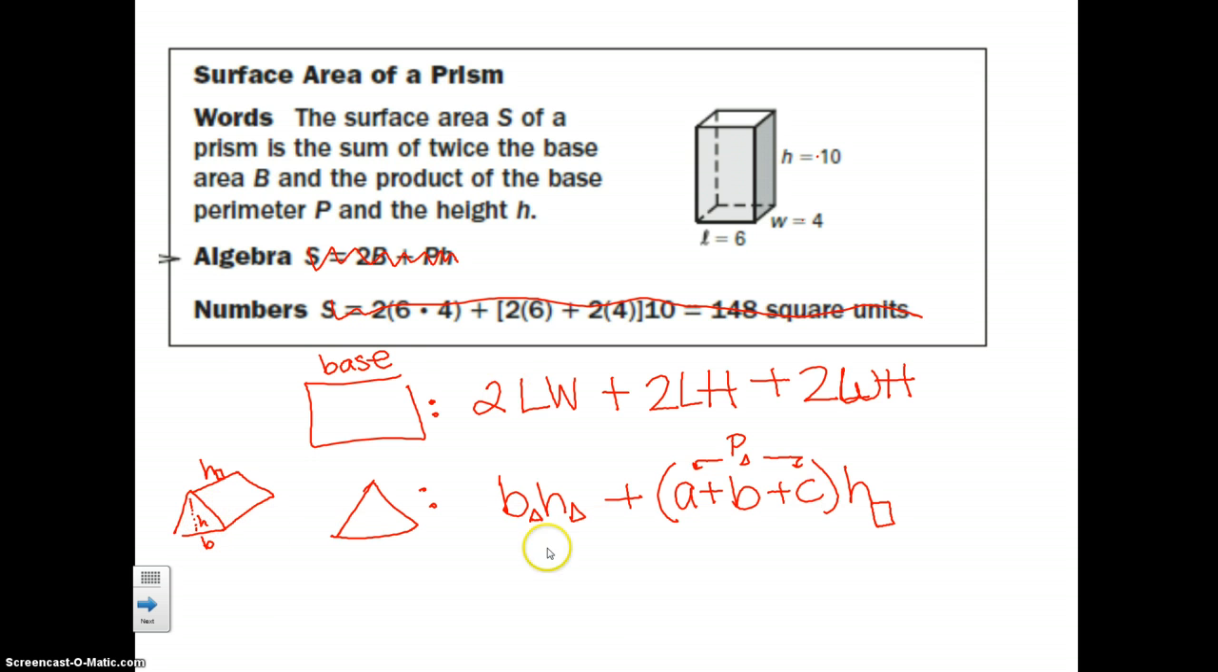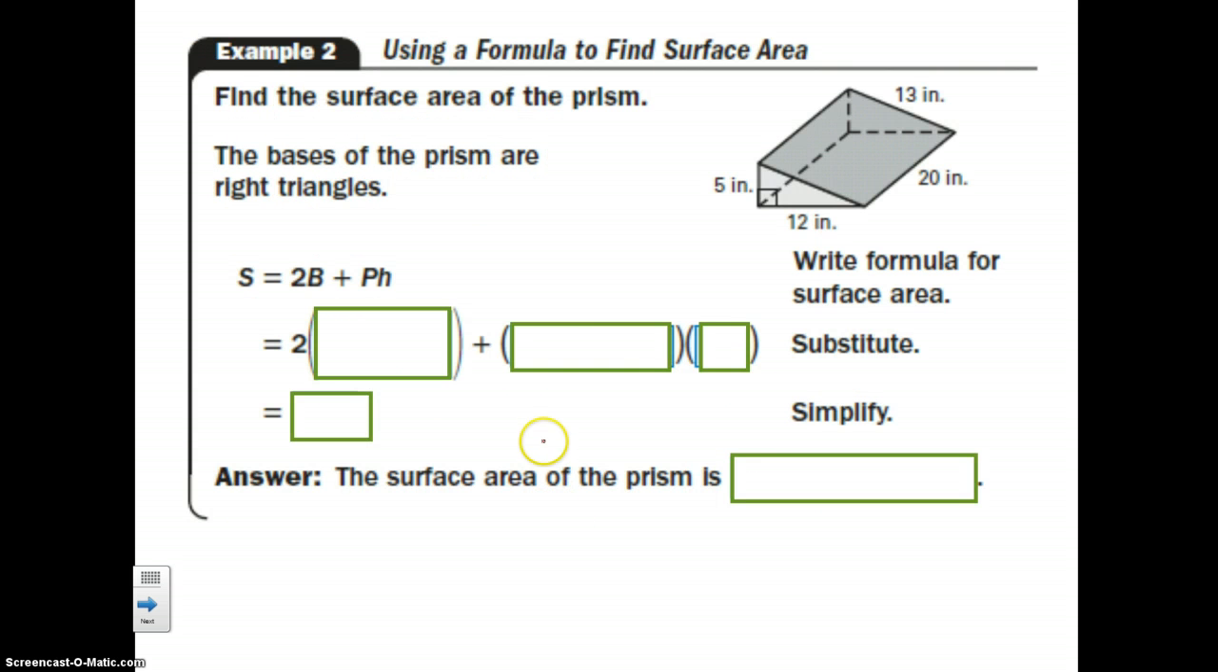So we're going to use these formulas instead of this generic formula. We're going to be more specific. Here is a triangular prism. Again, I'm not going to use this at all. This is what we're using.